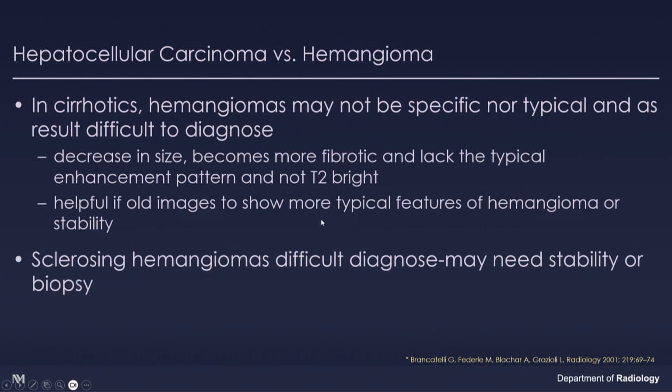So again, in cirrhotics, hemangiomas may not be specific nor typical, and they can be difficult to diagnose. They decrease in size, they become more fibrotic, they lack that typical high signal intensity on T2 and enhancement patterns, and certainly, as I illustrated, it's helpful if you have old images because it'll show the more typical appearance of a hemangioma or the fact that you have stability. And again, sclerosing hemangioma is a difficult diagnosis. You may need stability or you may even need to do a biopsy.